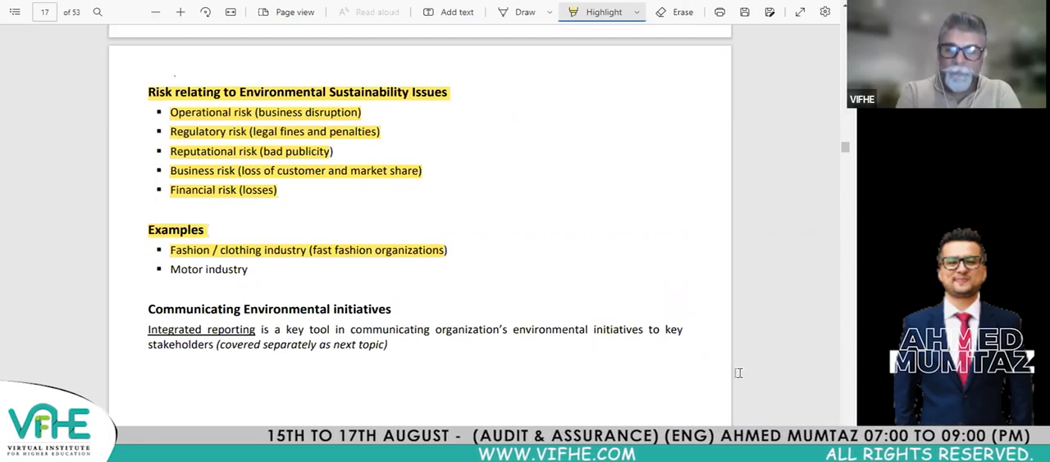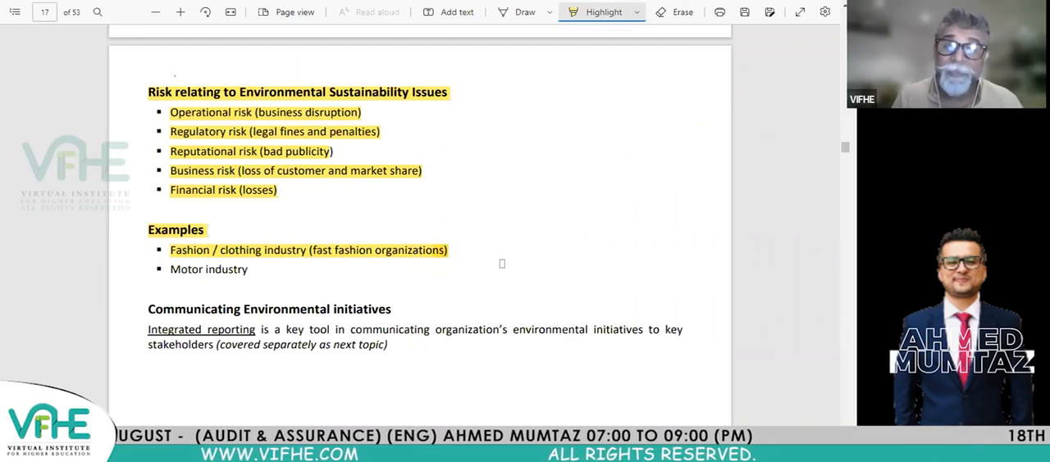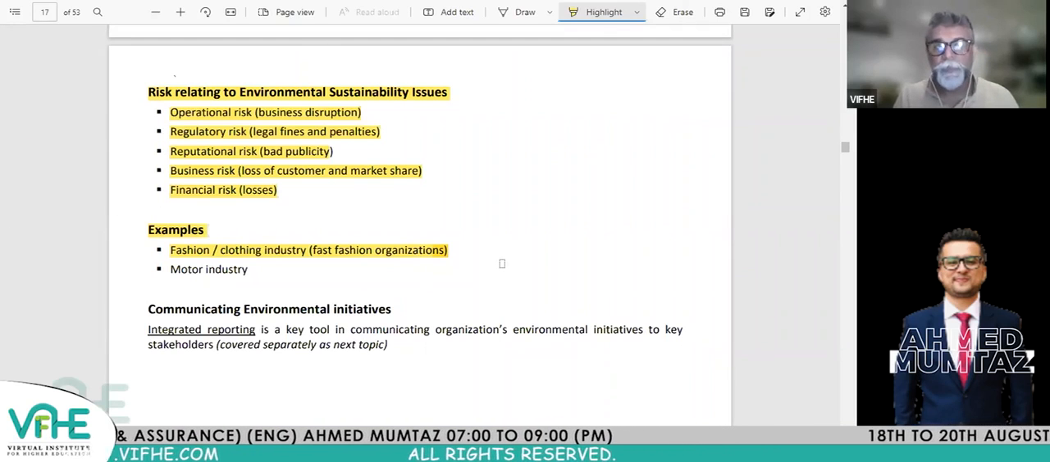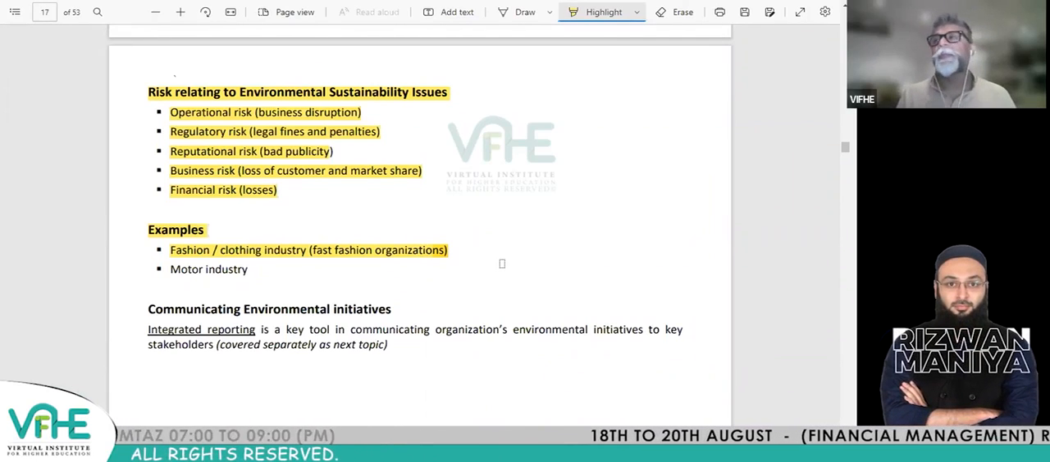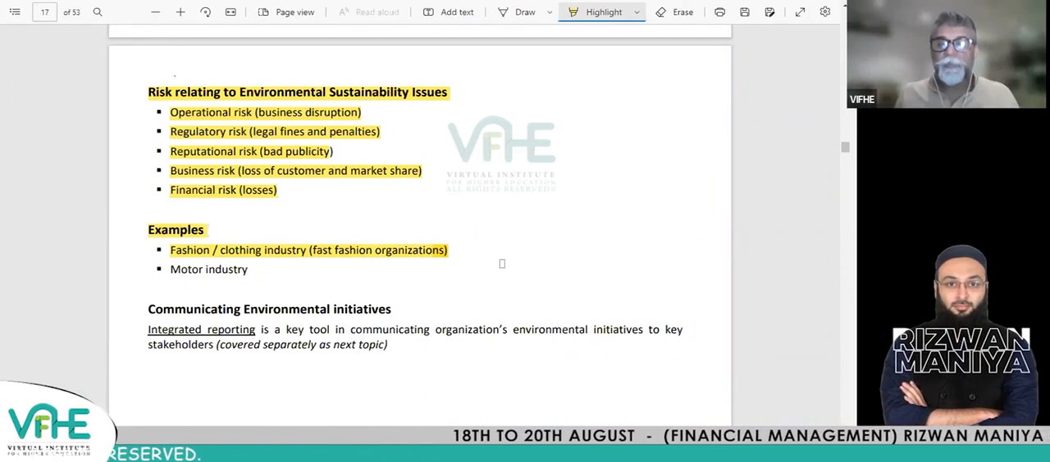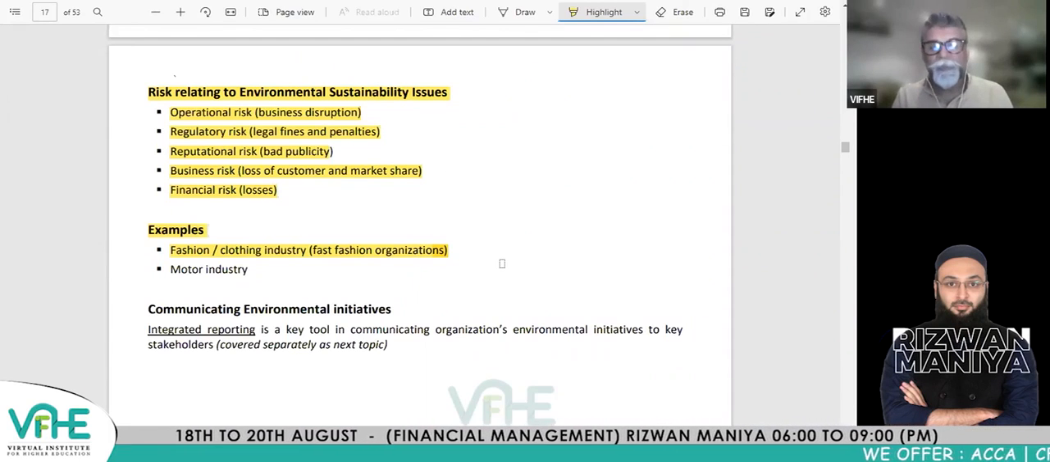So now these organizations are trying to recycle their clothes, or sell them in the second-hand market, or use them in other things like cushions or something like that.